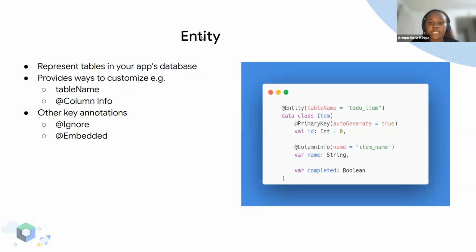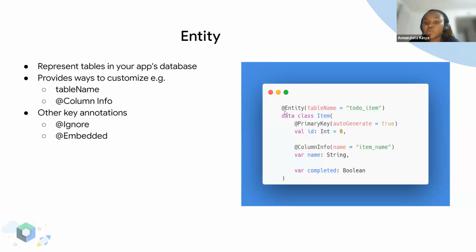So the first one is an entity. It represents a table in your app's database. In the previous slide, we talked about how you normally interact with the data classes from the UI end. The entity in terms of Room allows you to convert that data class to now be stored as a table in Room. It also provides ways of customizing the table that will be represented from your data class. If you can see the code here, you have the data class Item with these properties, but at the very top, we have something like Entity. You need to annotate it with that Entity annotation to tell Room that this data class is actually supposed to translate to a table, and you can choose to customize the name.